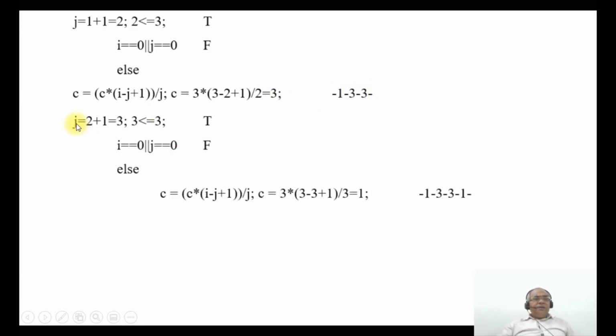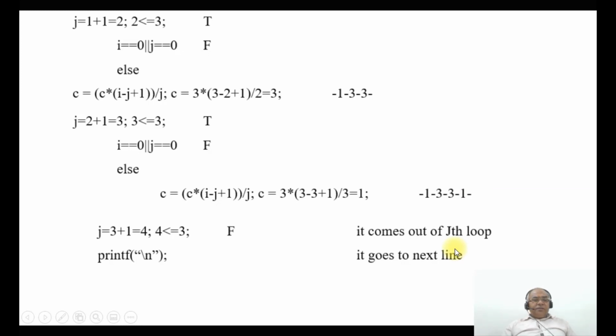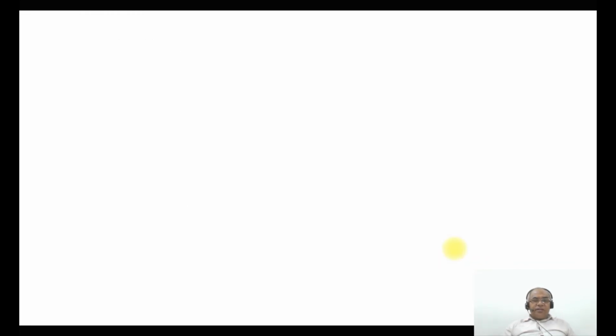Then j value becomes 3, 3 is less than or equal to 3, the condition is true. The I value is also 3 and the j value is also 3. So here this condition is false, and it goes to the else, and the c value is the previous value of c, 3, into the value of I minus j, again 3 minus 3 plus 1, divided by 3. So it becomes 1 and it gives 1 space. Then 3 plus 1 becomes 4, 4 is less than or equal to 3, the condition is false, it comes out of the j loop and printf goes to the next line.